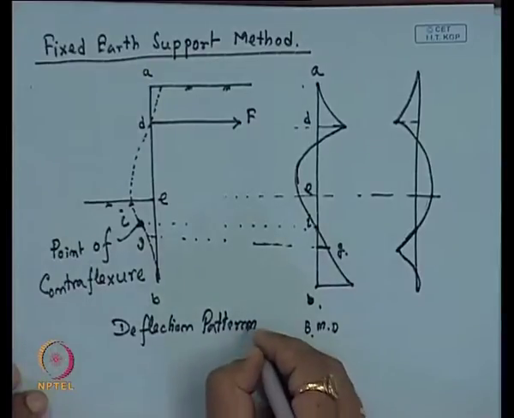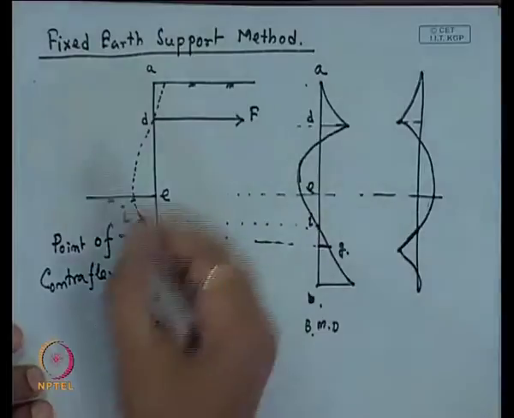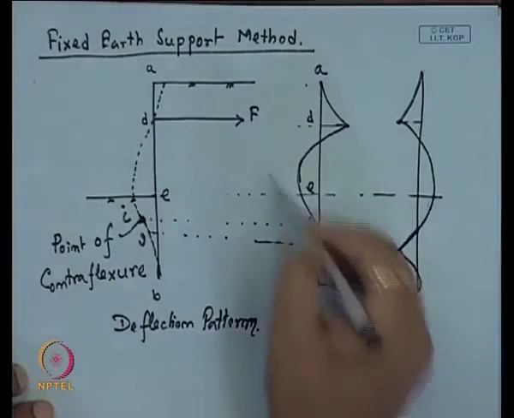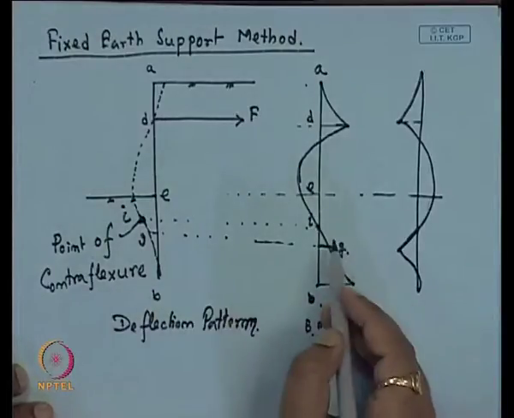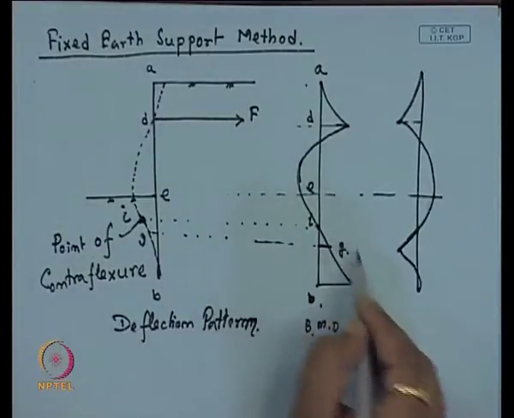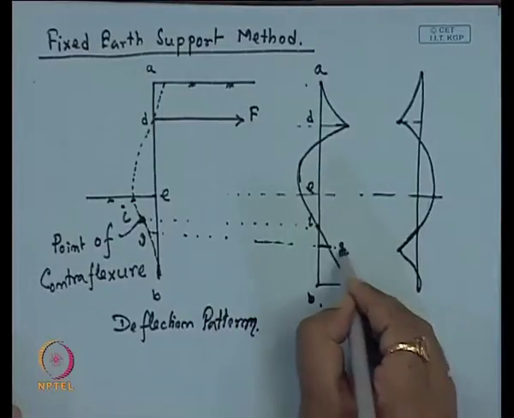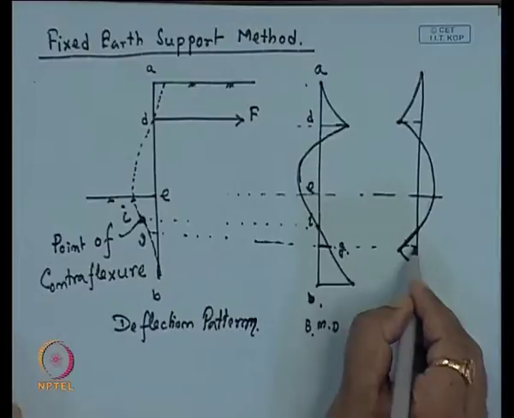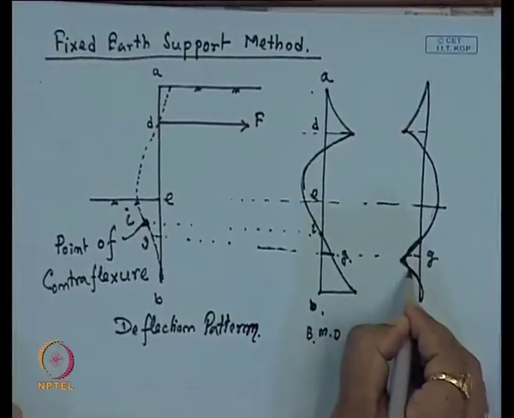Deflection pattern. So, now we will discuss how to analyze this system. This is the point of contraflexure where these forces are changing, and G is another point. So, the G value is somewhere here, and then you can get this type of diagram also.